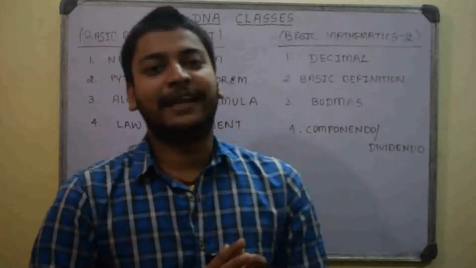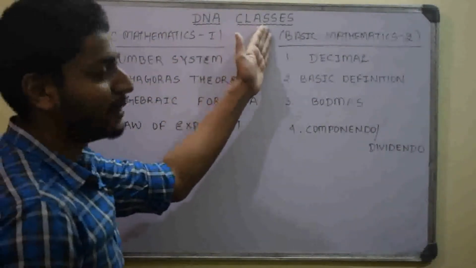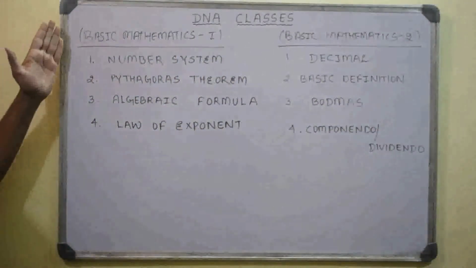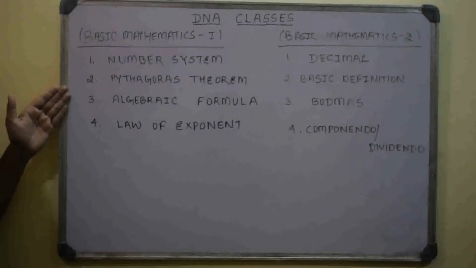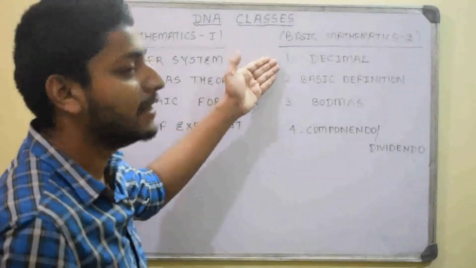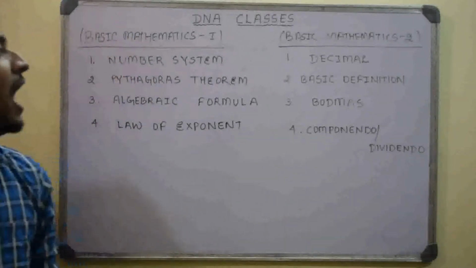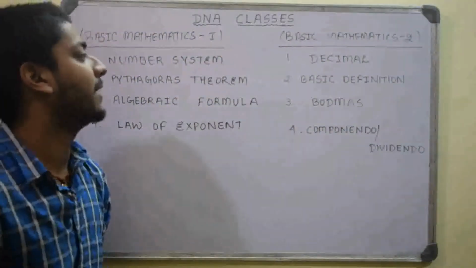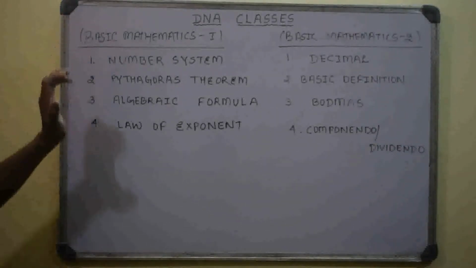Guys, we have divided Basic Mathematics into 3 parts. First part is Basic Mathematics 1, second part is Basic Mathematics 2, and third part is Basic Mathematics 3. First part of Basic Mathematics will cover number system, Pythagoras Theorem, Algebraic Formula, Law of Exponent. Second part of Basic Mathematics will cover decimal, basic definition, board mass, componendo and dividendo, and Basic Mathematics 3 will cover the remaining topic. So we will start with Basic Mathematics 1, that is number system.